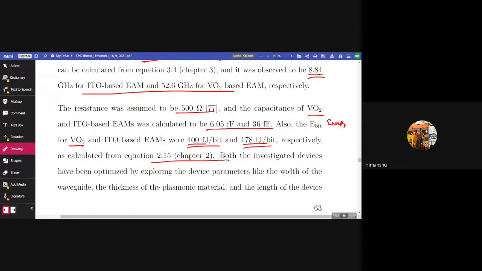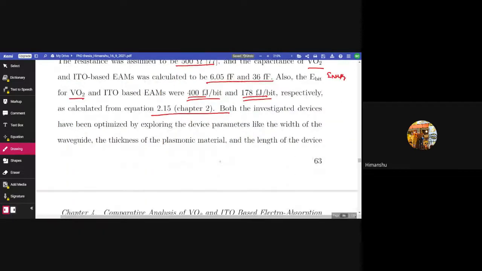Both the investigated devices have been optimized by exploring the device parameters like the width of the waveguide, the thickness of the plasmonic material, and the length of the device.